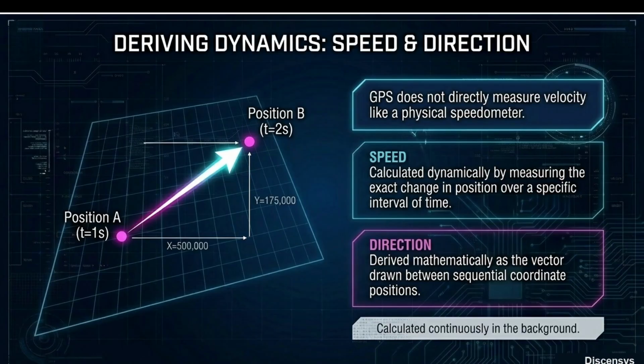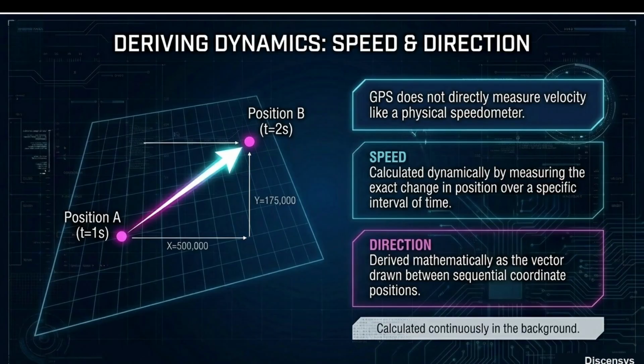Deriving dynamics, speed and direction. GPS does not directly measure velocity like a physical speedometer. Speed is calculated dynamically by measuring the exact change in position over a specific interval of time. So let's consider from position A to position B.